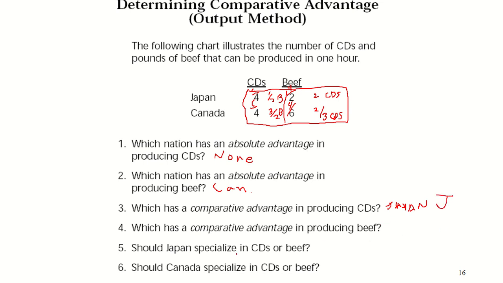There we go. Which has a comparative advantage in producing beef? And that is going to be Canada. And should Japan specialize in CDs or beef? They should specialize in CDs because they have a comparative advantage in CDs, and they should specialize in beef because they have a comparative advantage in beef. Okay, with that horrible writing, let's move on to the next question.